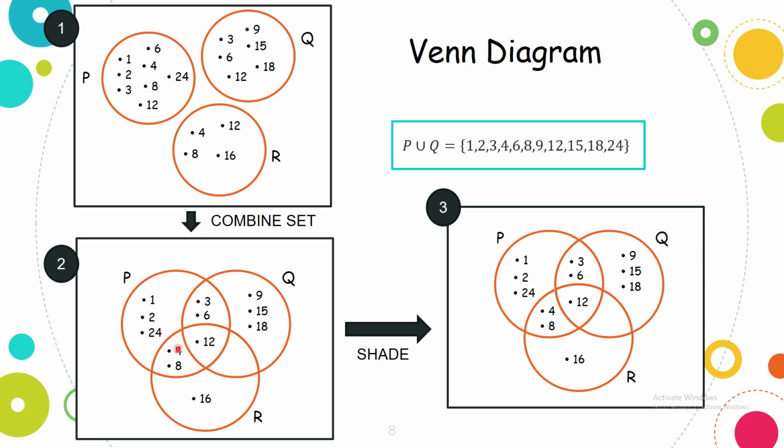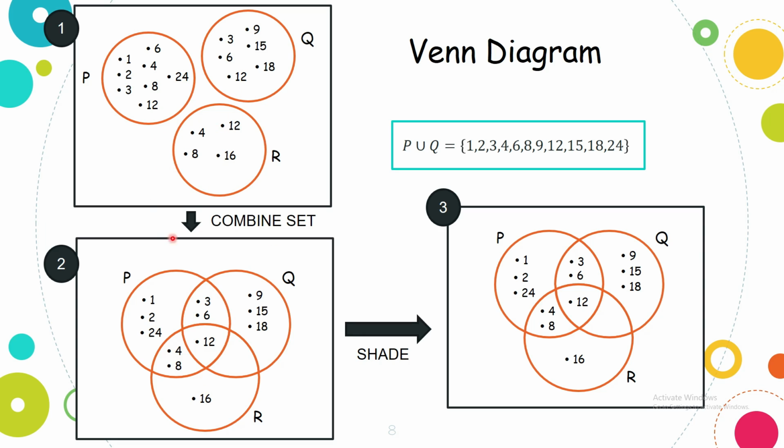Okay, this is set P. Set P has 1, 2, 3, 4, 6, 8, 12, and 24. It still has these elements. Meanwhile, set Q has the elements 3, 6, 9, 12, 15, and 18. It is the same as the first step. And then we check set R, which has 4, 8, 12, and 16. It is the same as this one.